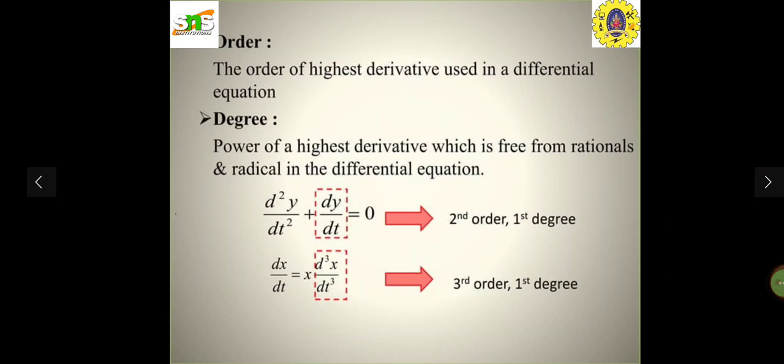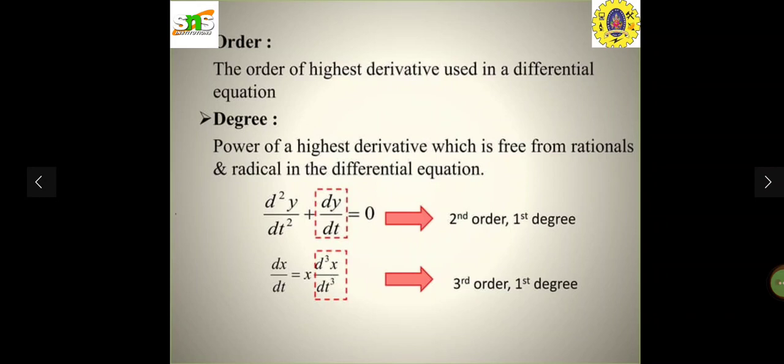Next is degree. Degree is the power of the highest derivative, which is free from rationals and radicals in the differential equation. So we have seen the order, and what is degree? If the power of d square y by dt square is 1, then the degree is 1. If d square y by dt square's power is 2, then the degree is 2. Here are the two examples.